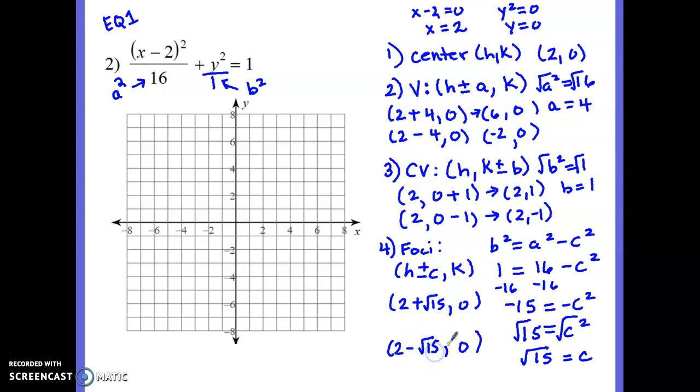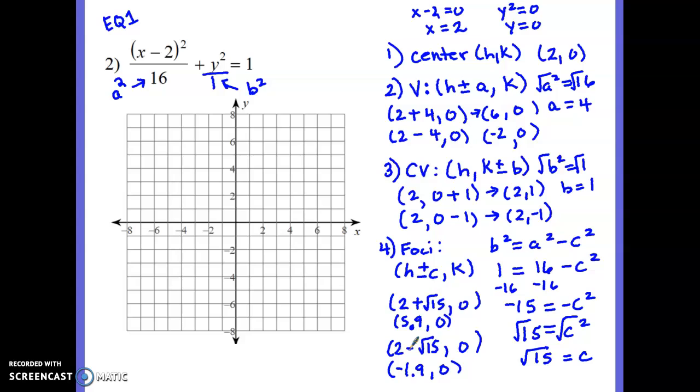And then it's time to take the calculator and find out what 2 plus the square root of 15 is. I'm going to do that real quick. As a decimal, that's going to be about 5.87, so we're going to say 5.9. And then on my other one, I've got 2 minus the square root of 15. That's going to be negative 1.87, so we'll say negative 1.9. And we'll be graphing those in a second.